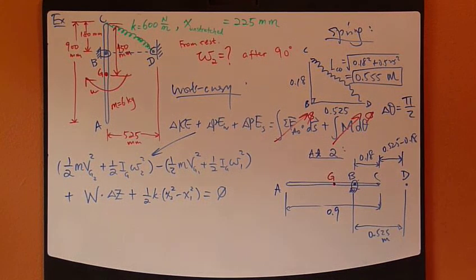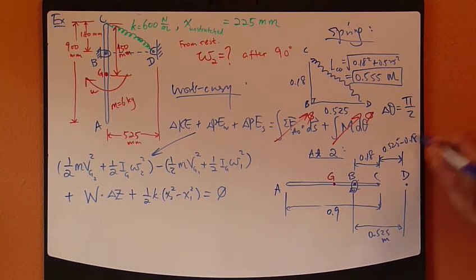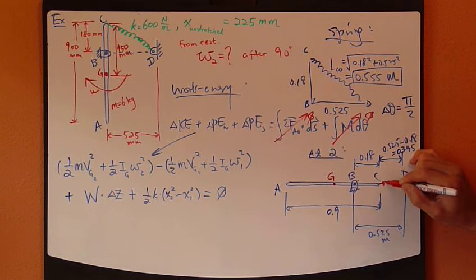Okay, let's continue. Let's look at this distance right here, the CD distance. So this changed distance is 0.345, and this distance is exactly the length of the spring at the final position.